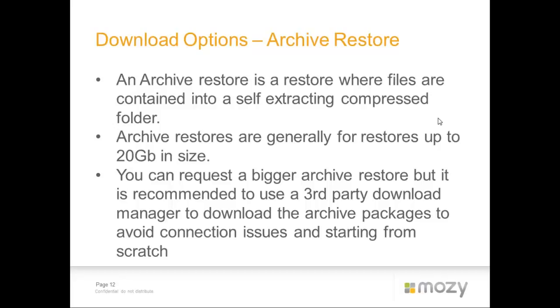Just on archive restores, the links that you get for them, as I said, generally they're broken up. So if you had a 20 gigabyte restore, it would be broken up into 20 zip files, and you would get 20 links for those zip files to download. Those links expire after 7 days. So again, that's probably more the reason why we say anything over 20 gigabytes, the links might start to expire before you get to download them all.